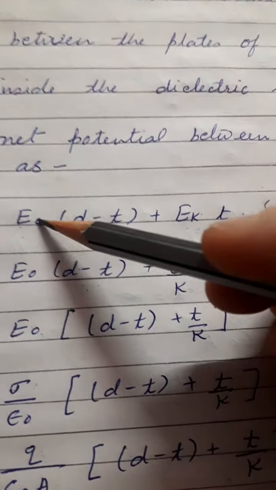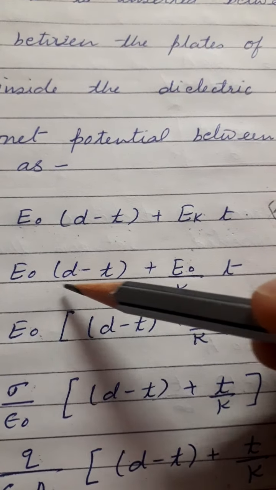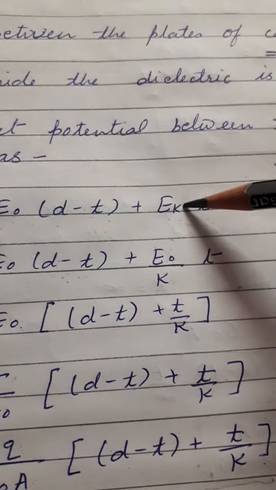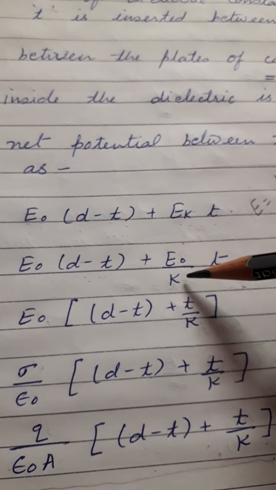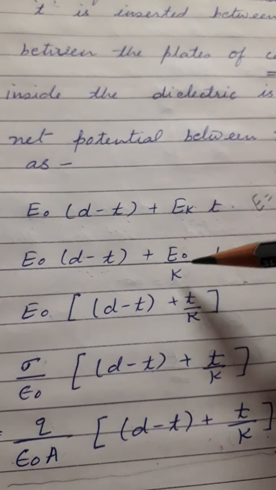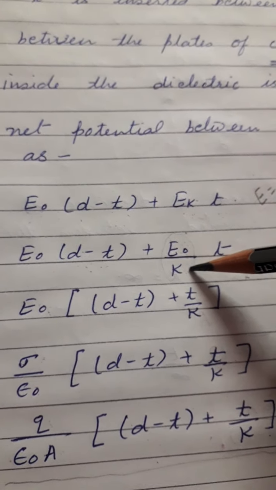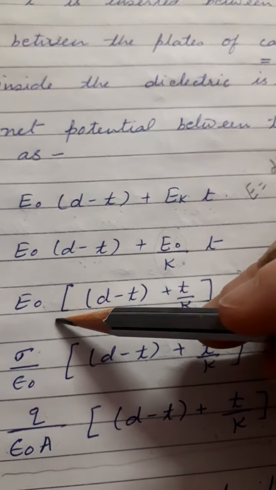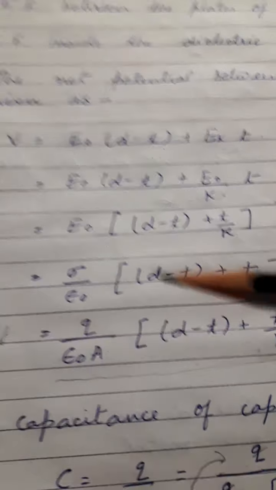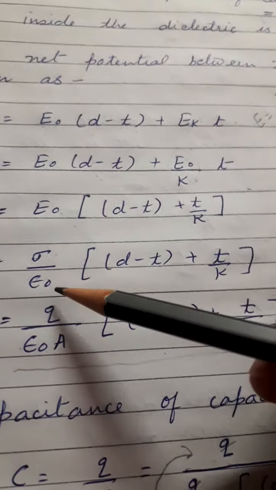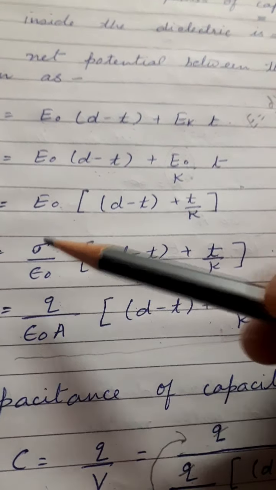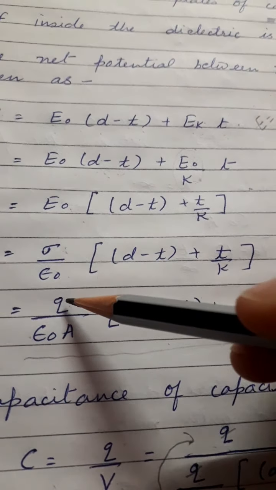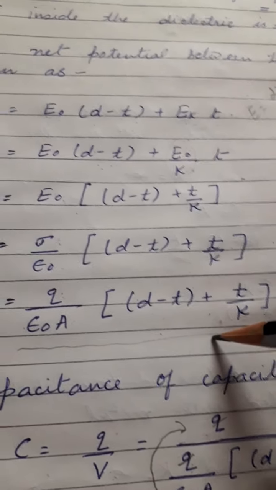In the next step, the first term will remain the same, that is E naught into D minus T, plus EK can be written as E naught upon K, as by the introduction of the dielectric the electric field is reduced. E naught can be taken common from this. Next step, the electric field can be written as sigma upon epsilon naught, where sigma is the surface charge density. So now the surface charge density can be written as Q by A, which I have written here.